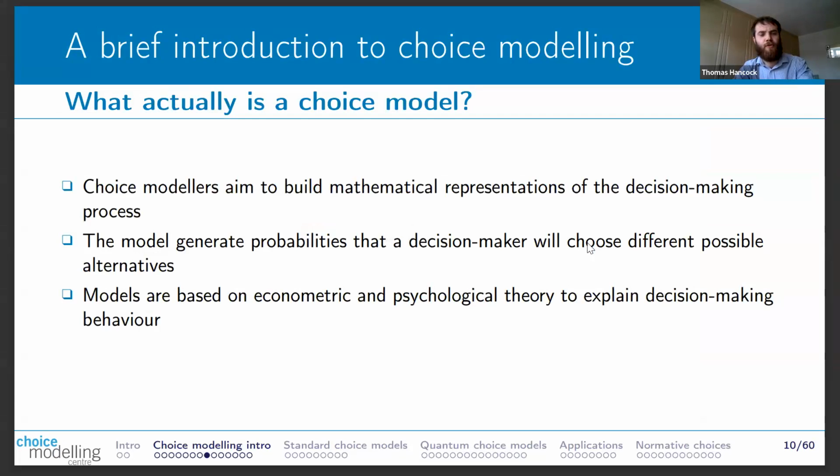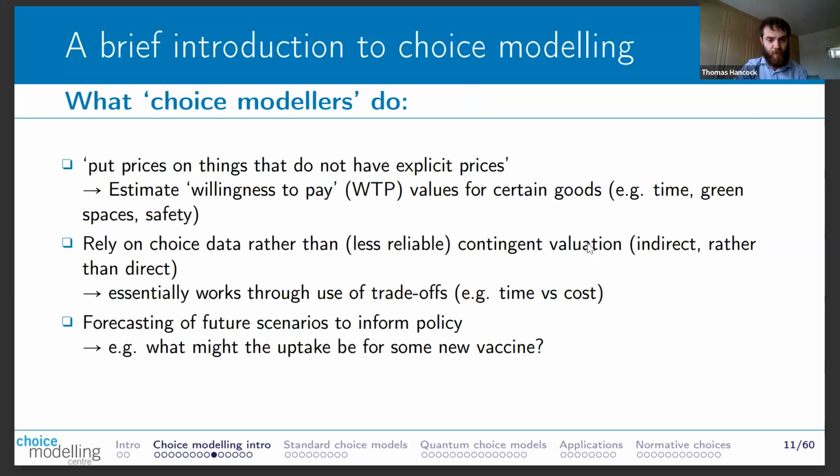So what do choice models actually do? We build mathematical representations of the decision-making process, and this model will generate probabilities that a decision maker would choose certain alternatives. These models are based on econometric and psychological theory to explain decision-making behavior. So once we've got these models, what do we actually do? Well, one of our main aims is to put prices on things that do not explicitly have them. So we're estimating what we call willingness to pay, sort of value for certain goods. So for example, for travel time or for green spaces or for safety.